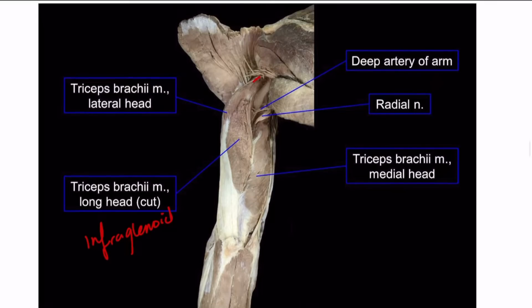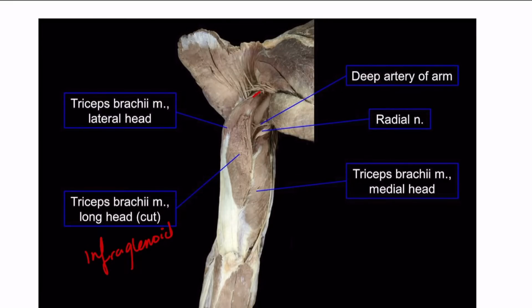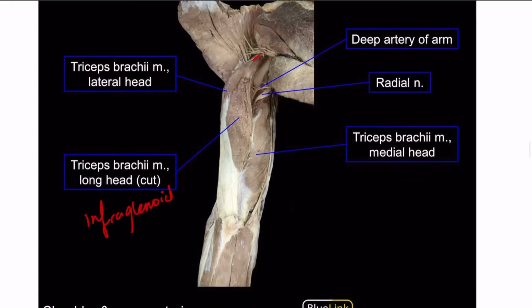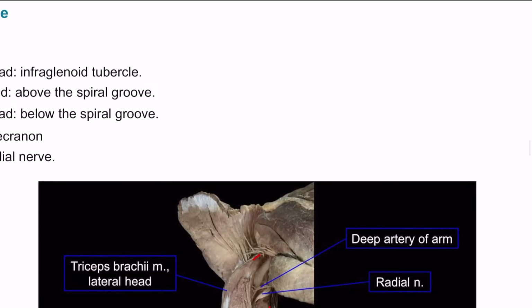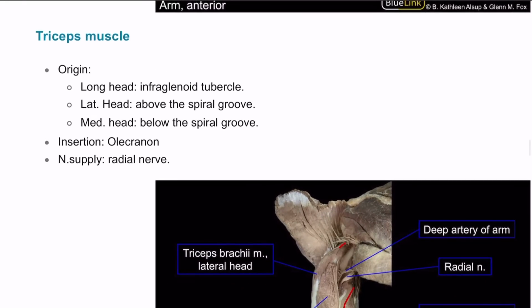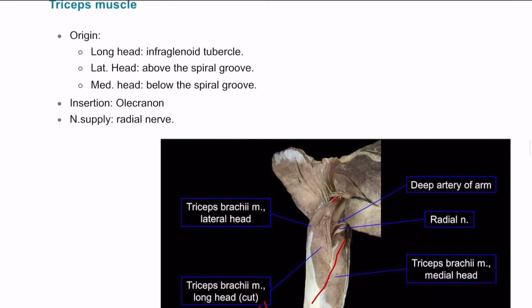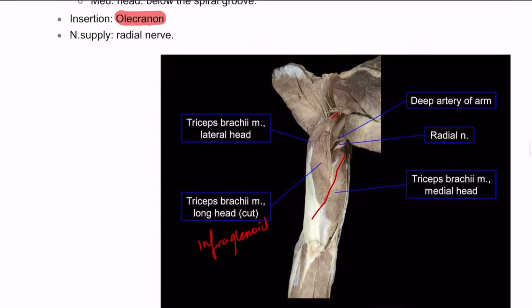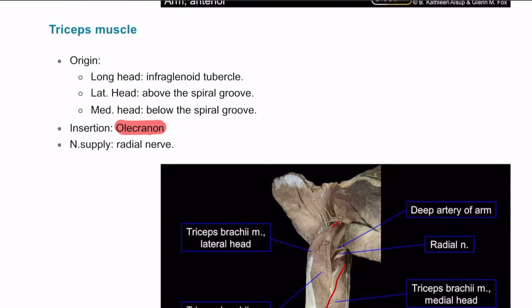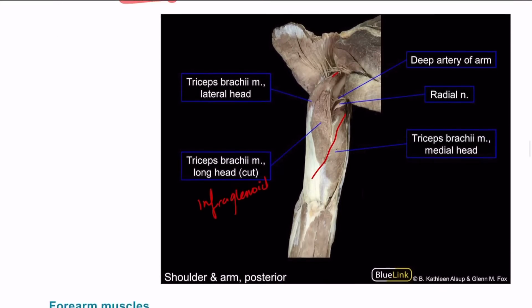And then the lateral head will be here, and the medial head. The medial head will be just below the spiral groove, and the lateral head will be above the spiral groove. All right. So these are the origins, and the nerve supply will be the radial nerve, and the insertion will be in the olecranon on the back of the ulna. So the origin, we talked about the long head from the infraglenoid tubercle, the lateral head above the spiral groove, the medial head below the spiral groove, and then the radial nerve as the nerve supply.